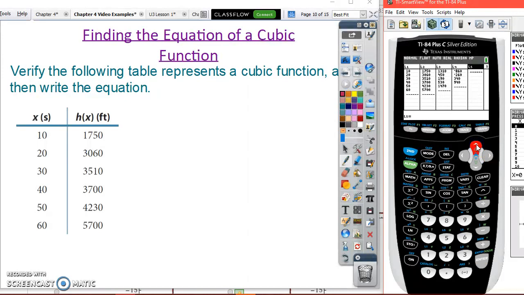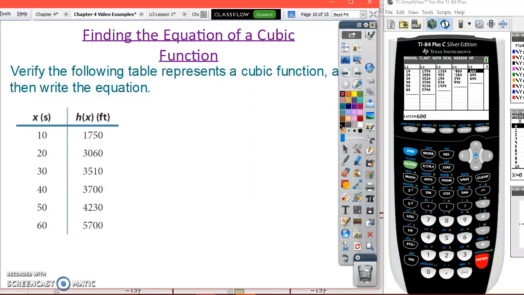So now the last time I need to find my third differences, so I'll highlight list 5, second stat, over to operations, number 7, and I want to find the differences of list 4, so second 4, and hit enter. So I can see that I have constant third differences, and that difference is 600.